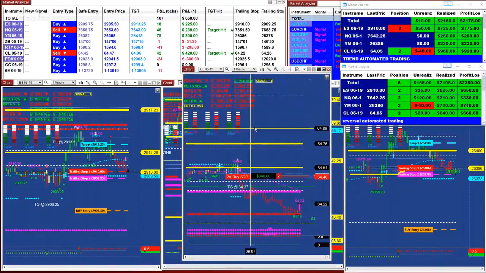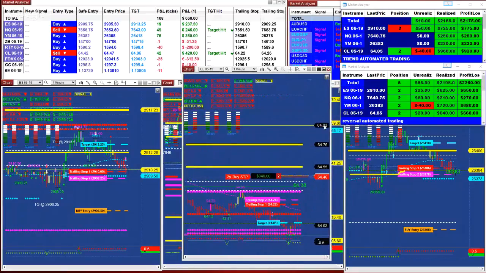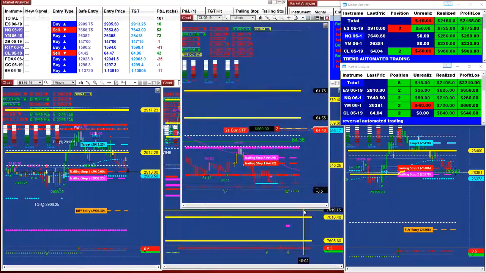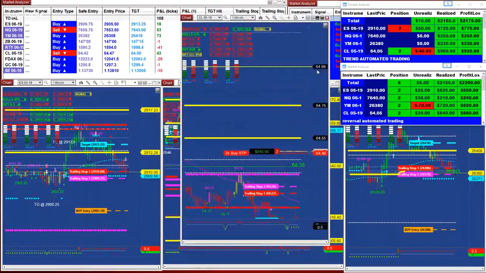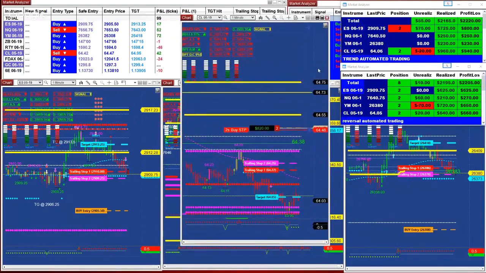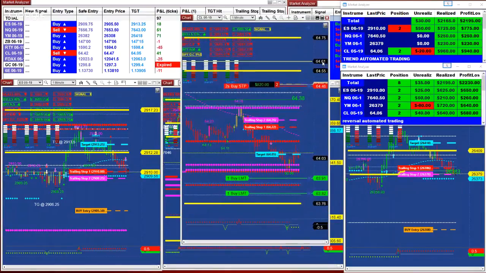We are about to have a new signal on the ES. We are already in that trade on the CL, so there is nothing we can do with the CL at the moment because we already have that trade on the CL, and we're about to have a new signal. If you keep your eye in here, you will have a new signal on the ES coming right now.